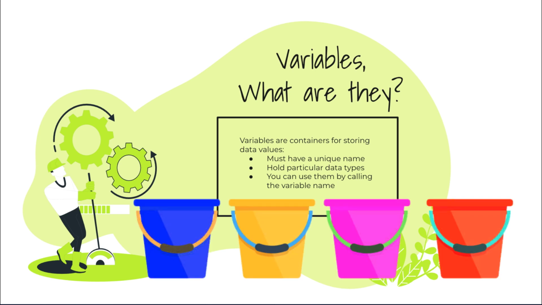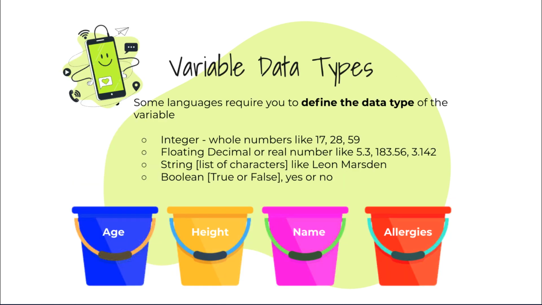Well, I like to think of variables like they're buckets. And buckets allow us to put individual things into them. So when we create variables like age, height, name, allergies, they need to be unique. We can't mix them together and we can't put the buckets inside of buckets at the moment. So it's a good idea to think of them as separate buckets that you can put things into.